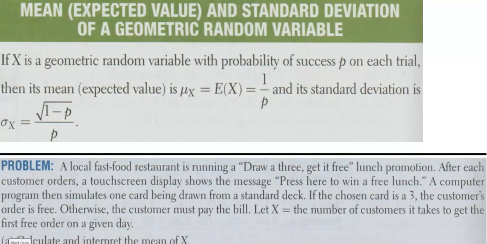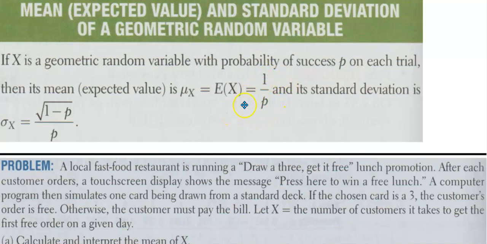Alrighty, so let's talk about how to find our mean, our expected value, and our standard deviation of a geometric random variable. So remember, in a geometric random variable, what we are saying is how many times does it take to get the desired outcome? So if x is a geometric random variable, the number of times it takes to get a desired outcome with a probability of success of p on each trial, then its mean expected value is 1 over p.